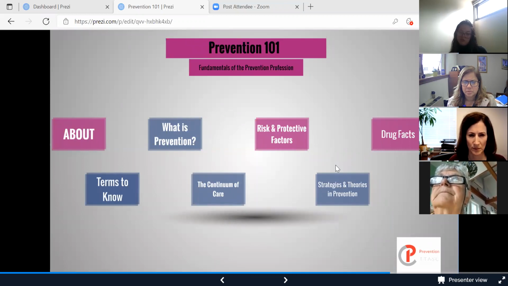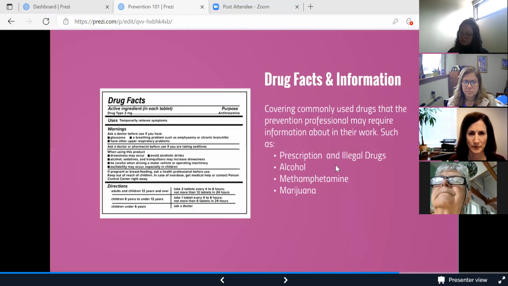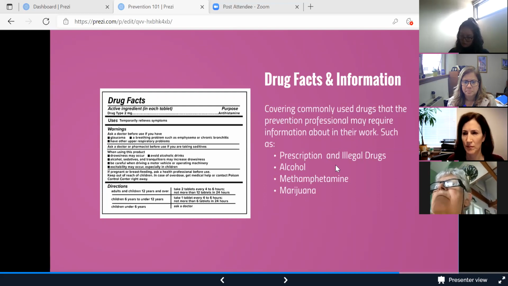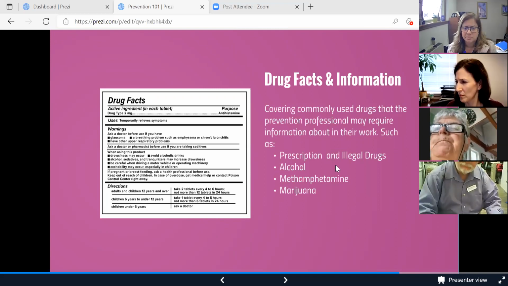So we are going to move ahead into drug facts. We're not going to cover a whole wide array of drugs and substances. So we're going to focus on four different ones right now, which are going to be prescription, alcohol, methamphetamine, and marijuana.